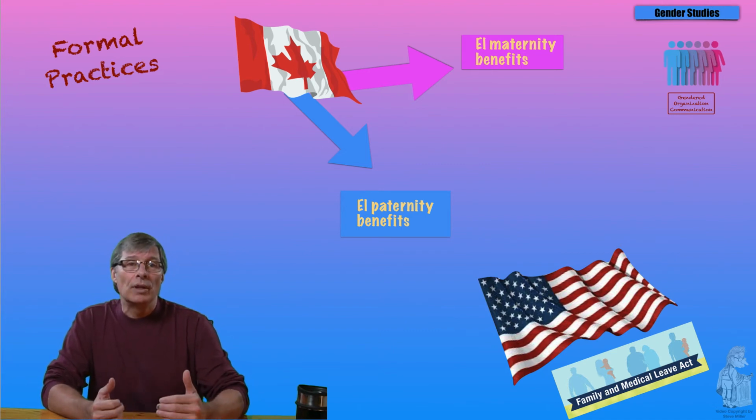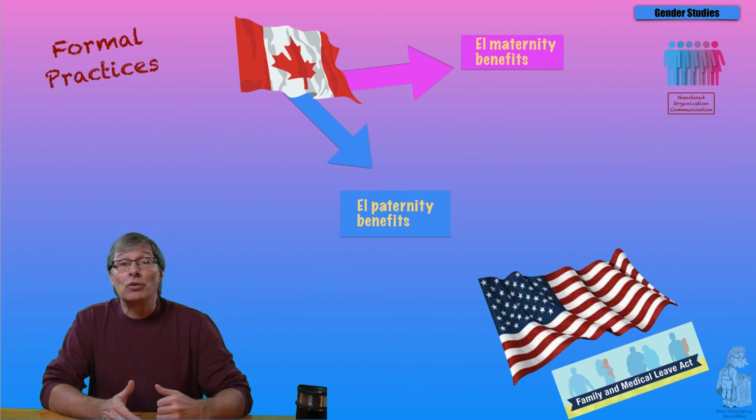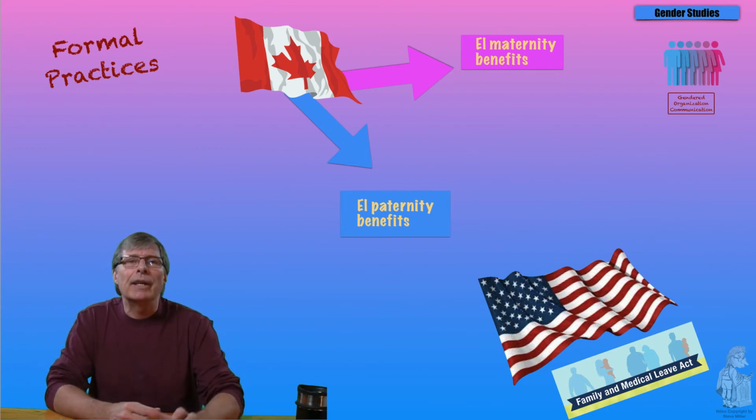Now, also, EI parental benefits can be paid for a maximum of 35 weeks. The payments must be made within 52 weeks of the week your child was born or the week your child was placed with you for adoption. So there's better overall support in Canada.